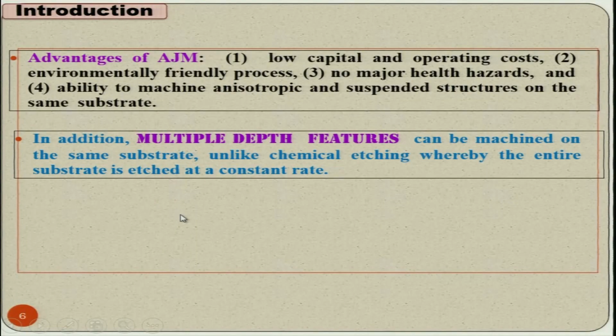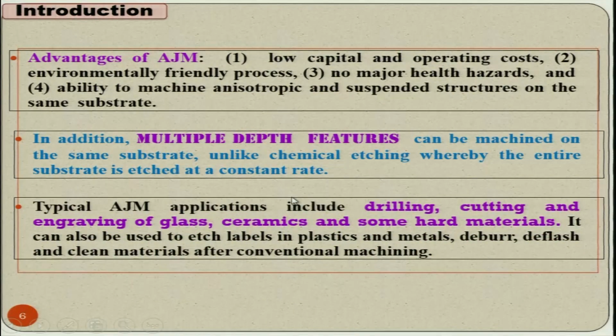In addition, multiple depth features can be machined on the same substrate, unlike chemical etching where the entire substrate is etched at a constant rate. This simply means that at different locations you can have different machining rates to create the multiple depth features by this particular process.